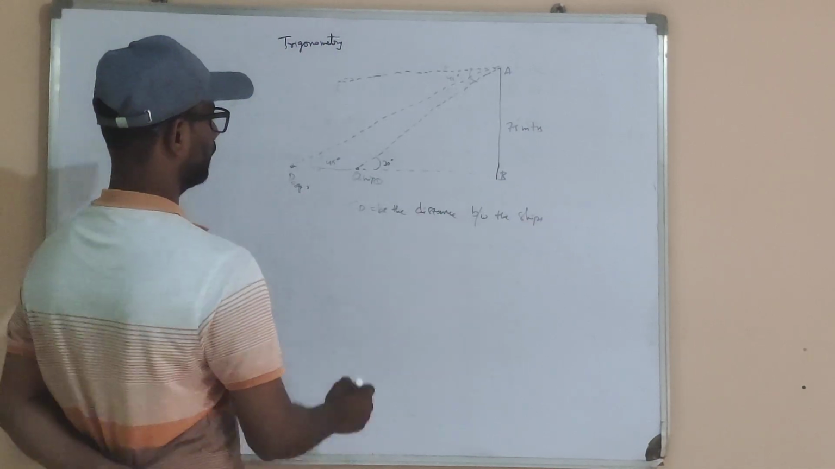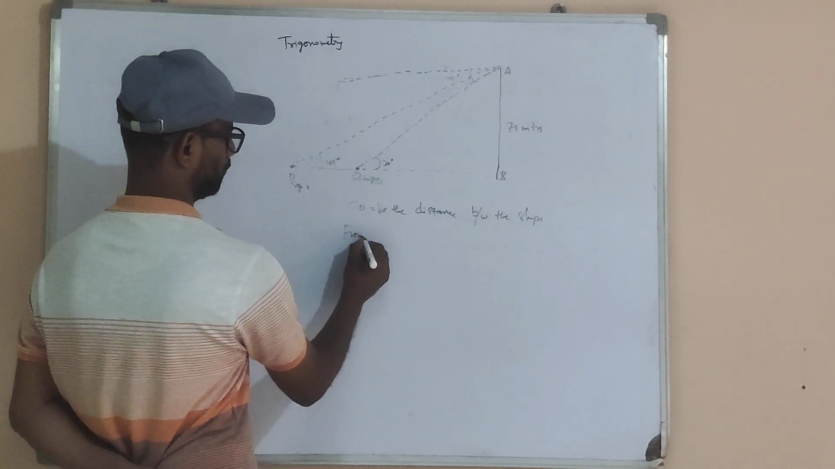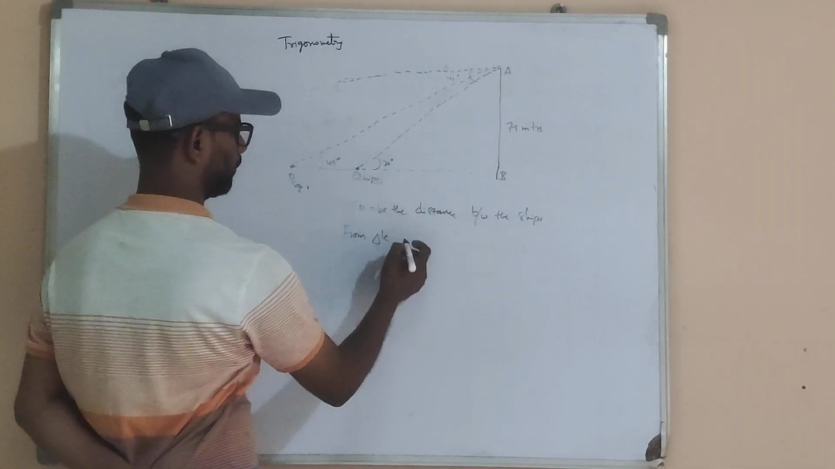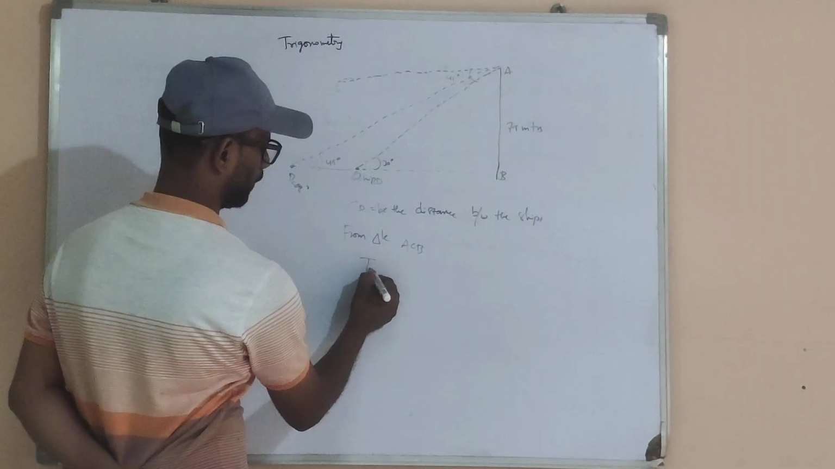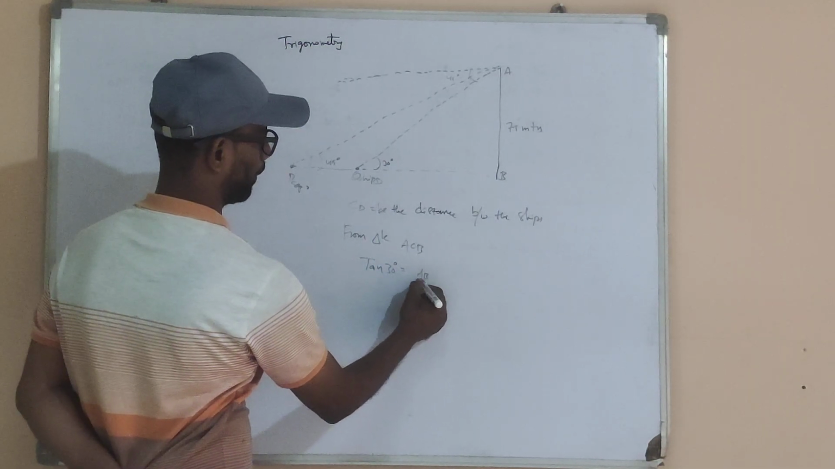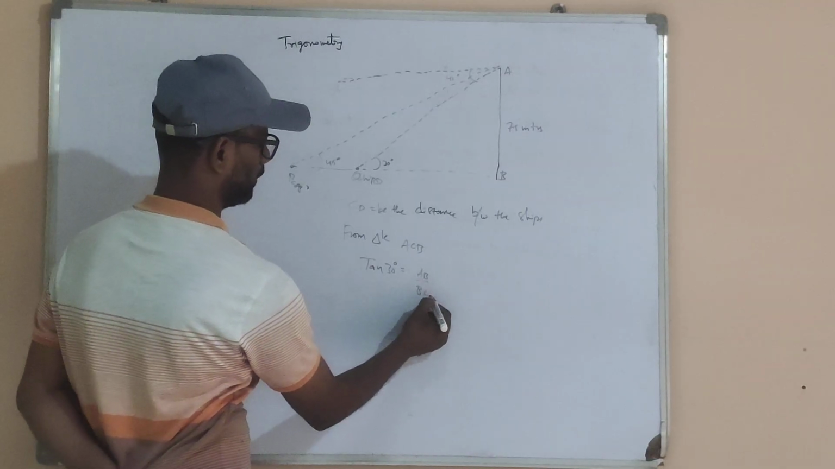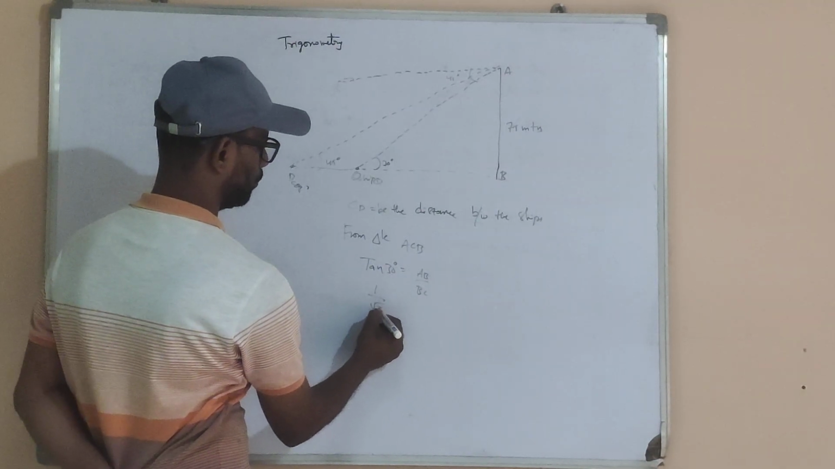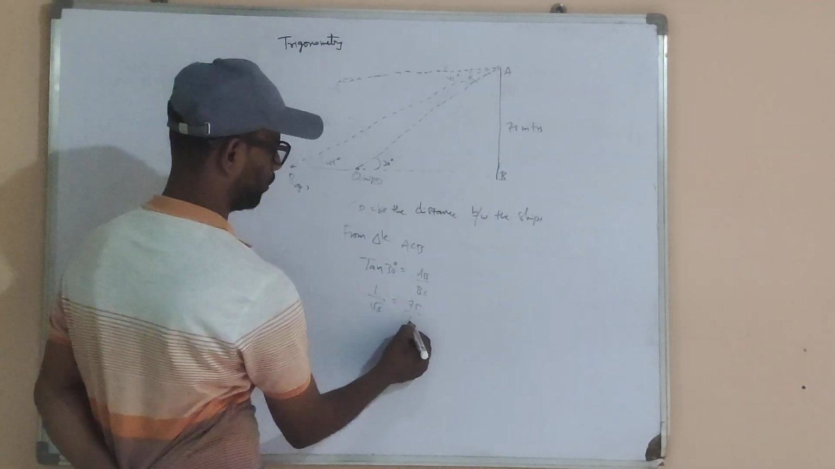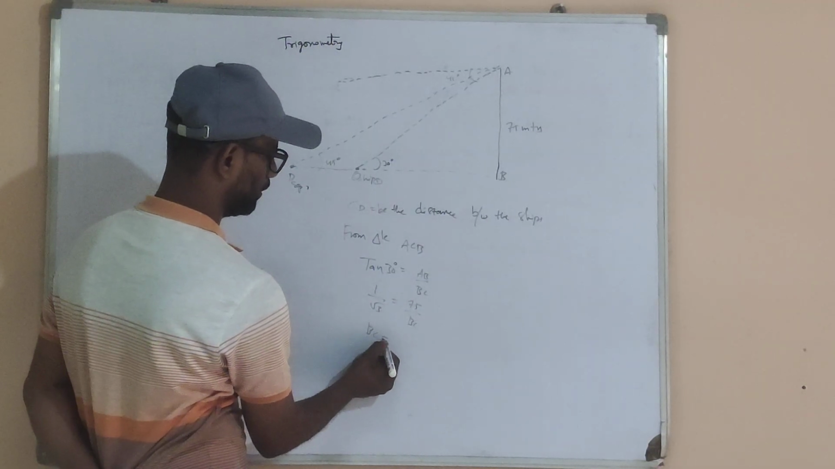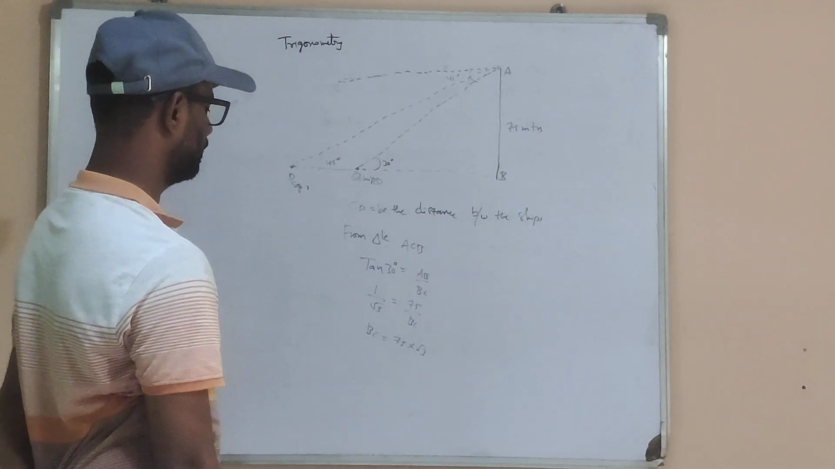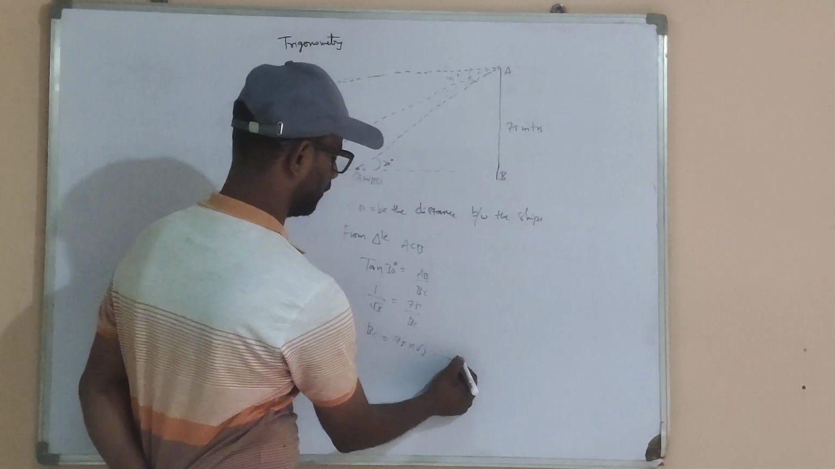Now we have to calculate from triangle ACB. Tan 30 degrees is equal to opposite, which is AB, by adjacent, which is BC. Tan 30 means 1 by root 3 is equal to AB, which is 75, by BC. We don't know BC. On doing cross multiplication, BC is equal to 75 into root 3. That is the value of BC. So this is equation 1.